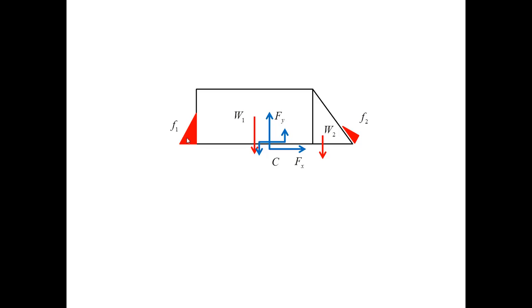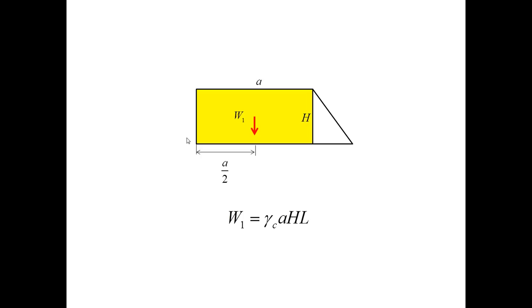Next, I need to quantify every force marked in red. These are known forces. I begin with the weight of the block. The resultant force of this weight is the specific weight of the concrete times the volume of the block. The volume is A times H times L, where L is the out of plane length of the beam, and of course the weight W1 has to be placed at the centroid of the rectangle.